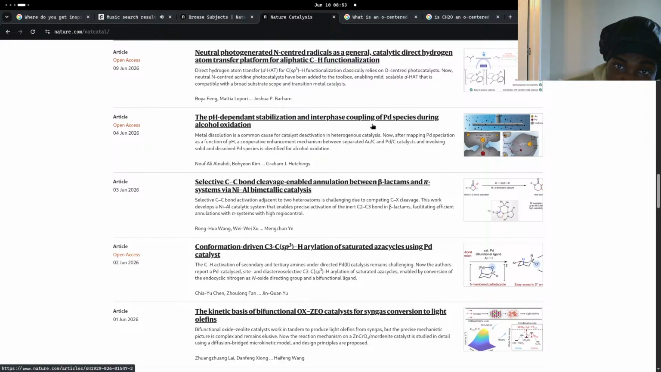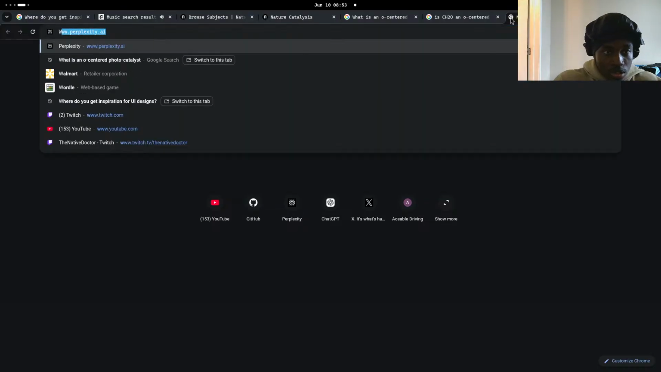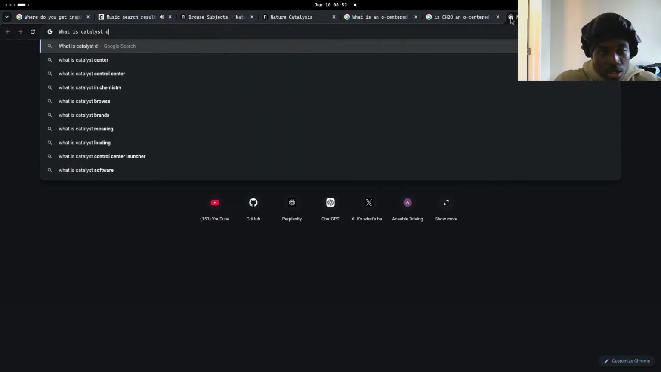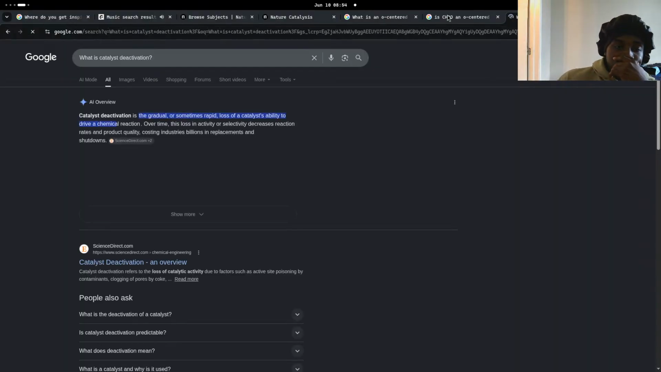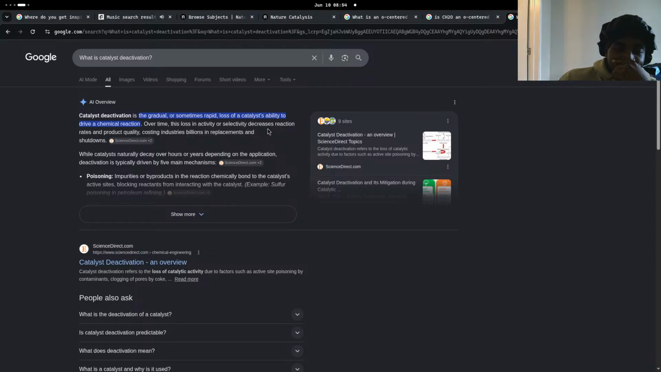pH dependent stabilization and interface coupling of palladium species during alcohol oxidation. Okay, so metal dissolution is a common cause for catalyst deactivation in heterogeneous catalysis. A couple of things: what is catalyst deactivation and what is metal dissolution? You can ask Google, what is catalyst deactivation? A gradual or sometimes rapid loss of a catalyst's ability to drive a chemical reaction.